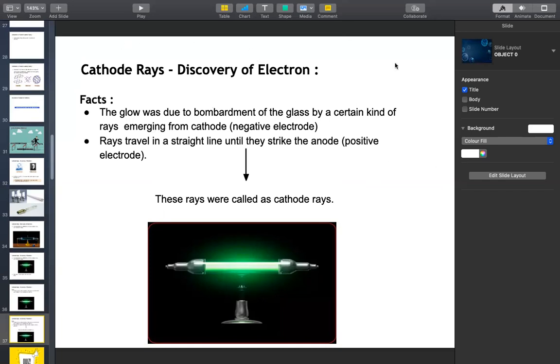Guys, any doubt so far? Are you done with this? Could I move to the next slide? So was there anode rays? I will come to anode rays, not now. Just wait for some time. Done?